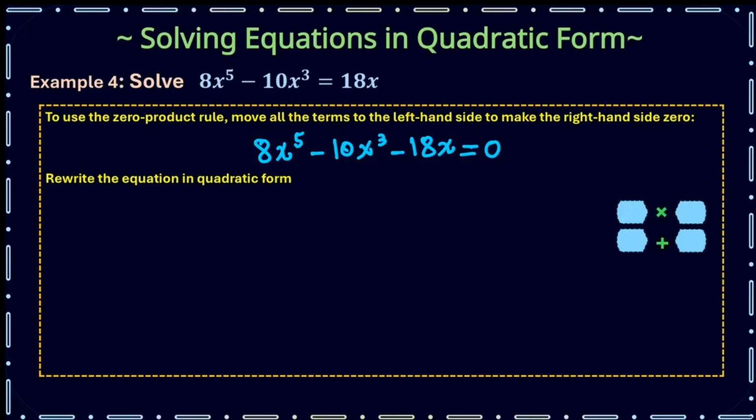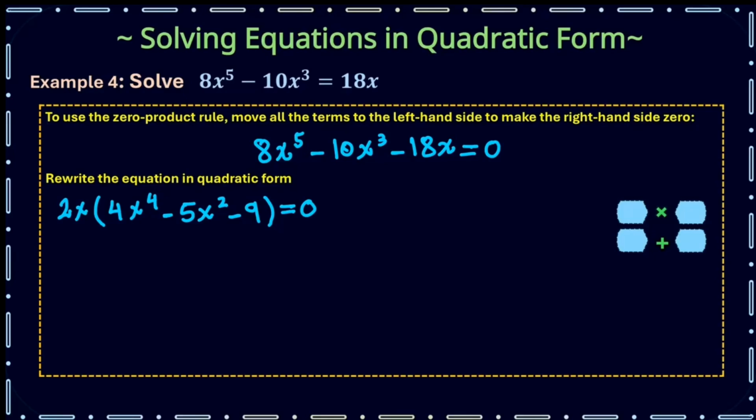Second step is to look at this trinomial and identify the GCF. Well, we have 8, 10, 18. They all have a GCF of 2. X to the 5, x cubed, x have GCF of x. The GCF is 2x, leaving us with 4x to the power of 4 minus 5x squared minus 9. And again, on the right hand, we have 0. But here we still don't have a trinomial that is quadratic because the degree is 4.